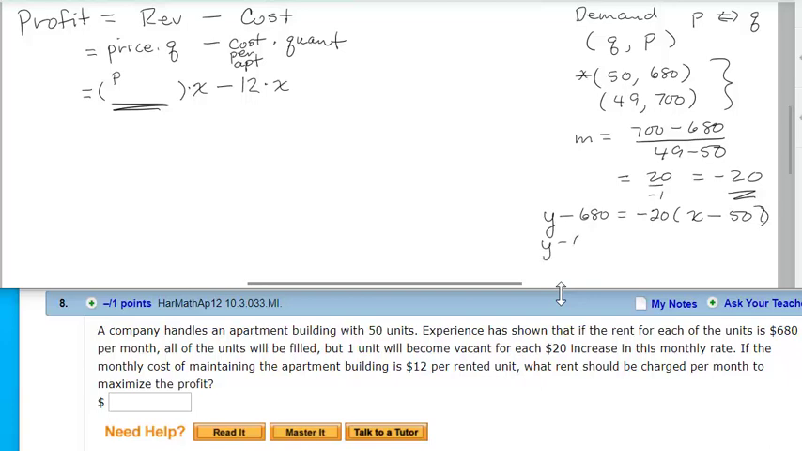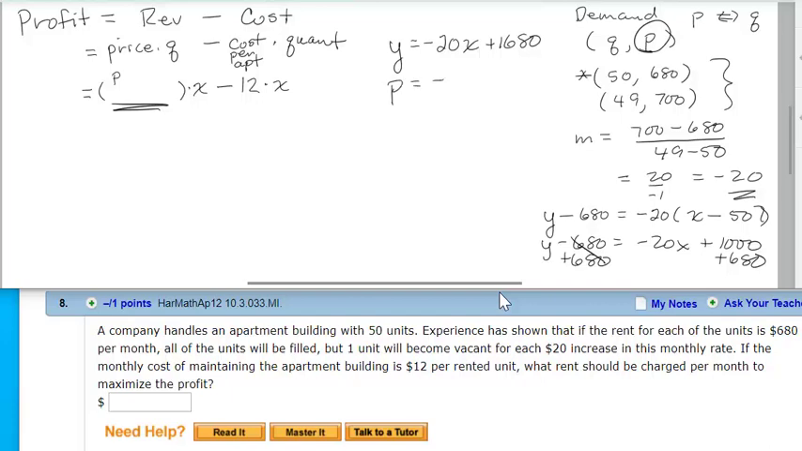And clean it up. Y minus 680 equals -20x plus 1,000. Y is equal to -20x plus 1680. And when I say Y, what I really mean is price. So price is -20 times the number of apartments plus 1680. That is what needs to go into our price function.